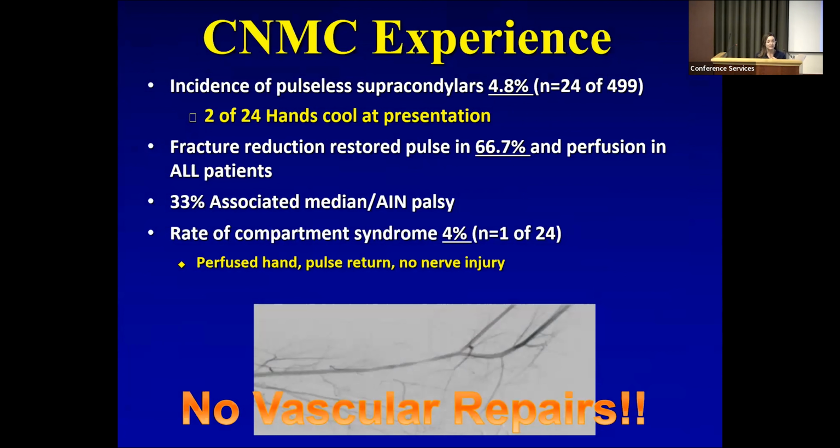A good number of them did present without a pulse. But we didn't have any vascular repairs. Again, typically just realigning the bone, taking the pressure off of the vessel, and stabilizing things. As long as the hand has good perfusion, then I think that is one good reason to either observe the patient or at least feel more confident that they're not going to be at risk for long-term sequelae related to these injuries. But a third of them did have nerve injuries as well. Typically they resolve. So again, that's just something we follow up with.